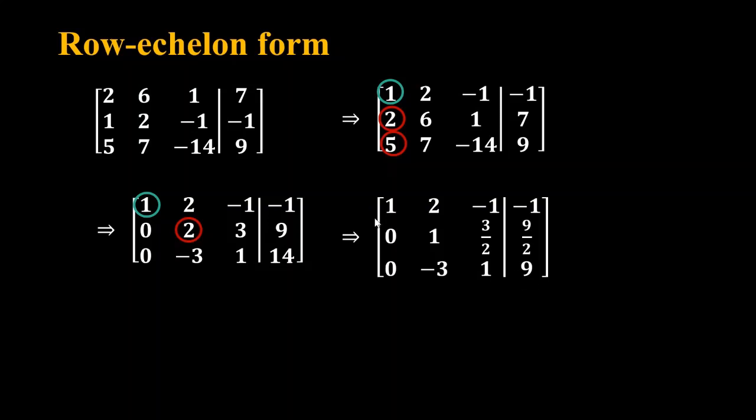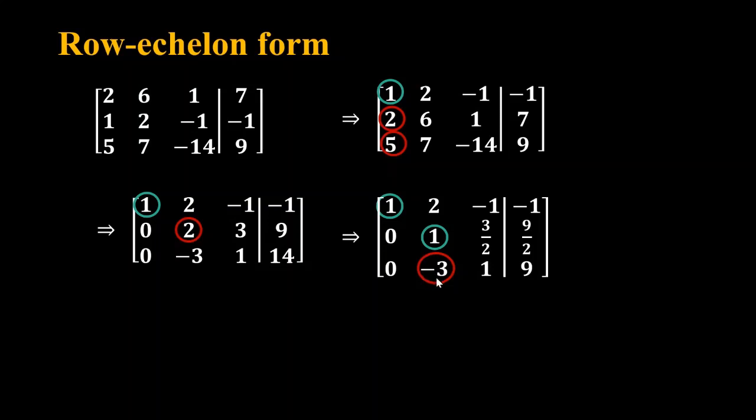Here the first non-zero entry is 1. In the second row, the first non-zero entry is 1, and it is to the right of the previous one. Right side of this one, so we have this.